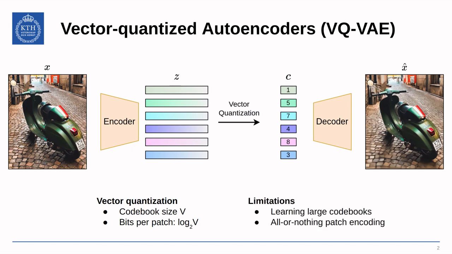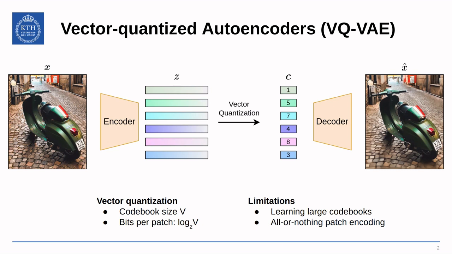However, this approach has two limitations. One, it is hard to scale the codebook to a large number of entries, which is necessary to capture the diversity of natural images. And two, there is little control over how much information is encoded for each patch. If we want to reduce the compression cost of an image, we can only drop uninteresting patches with an all or nothing operation.